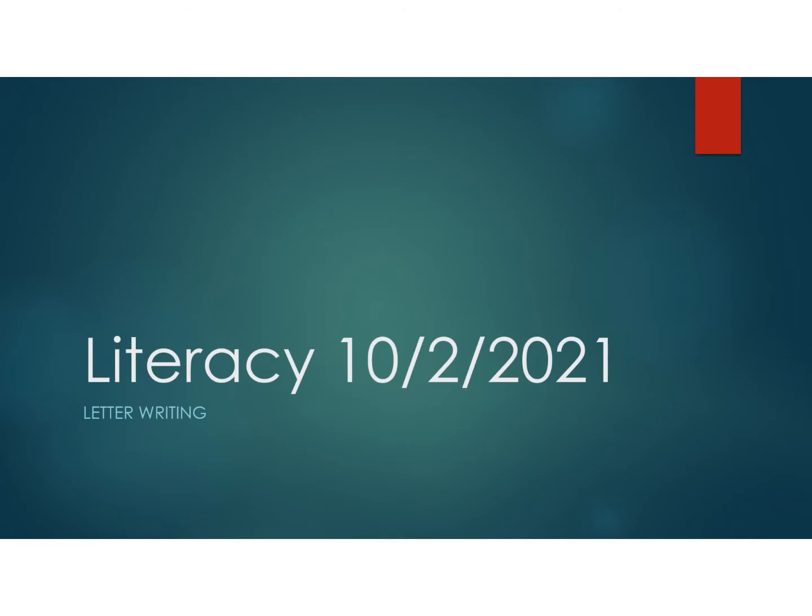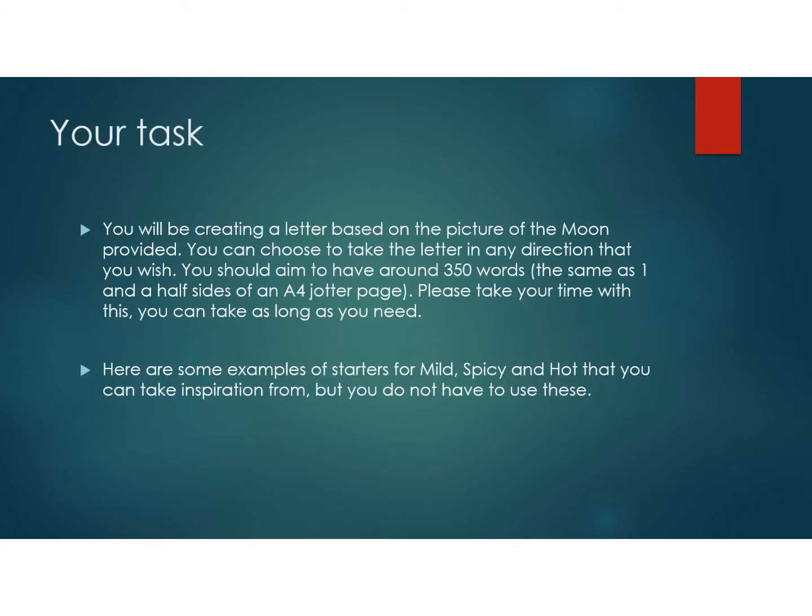Mr. Thompson here, and today I'm going to be going over your literacy task, which is letter writing. So your task today will be creating a letter based on the picture of the moon provided. You can choose to take the letter in any direction that you wish. You should aim to have around 350 words, which is the same as 1.5 sides of A4 jotter page.